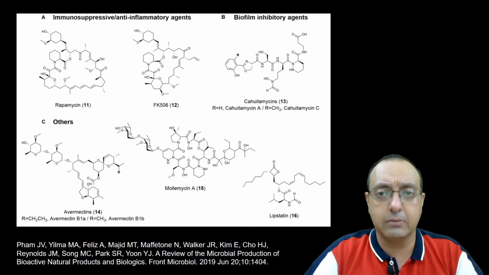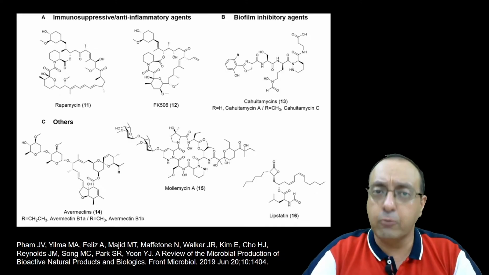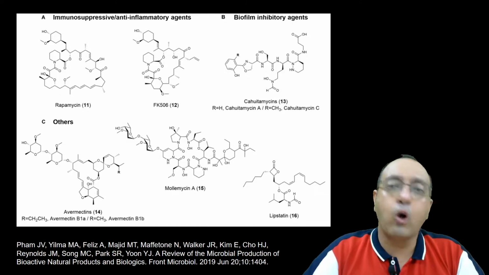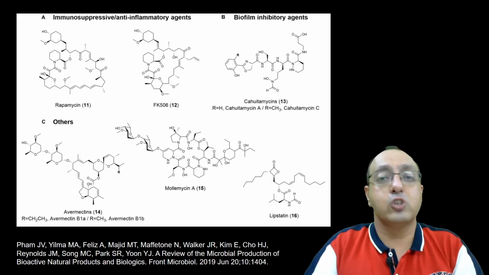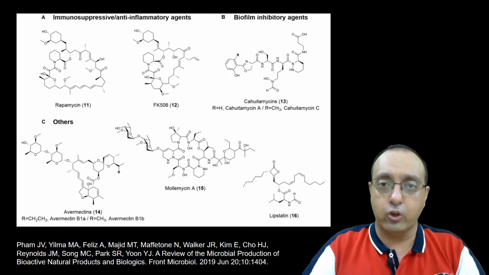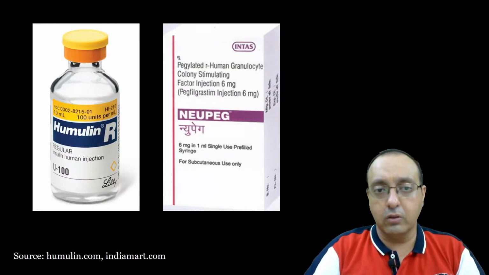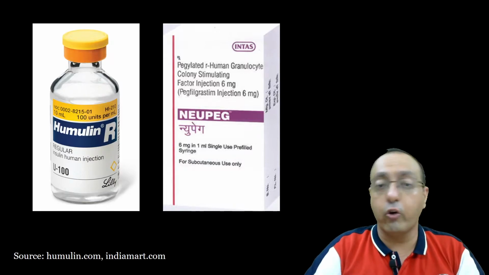Here are some more examples: biofilm inhibitory agents and immunosuppressive agents. These are small molecules produced by industrial microorganisms, but we are going to talk about production of recombinant proteins using prokaryotes. Now here are some good examples. For example, granulocyte colony stimulating factor.